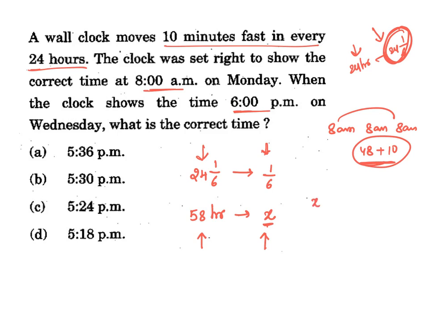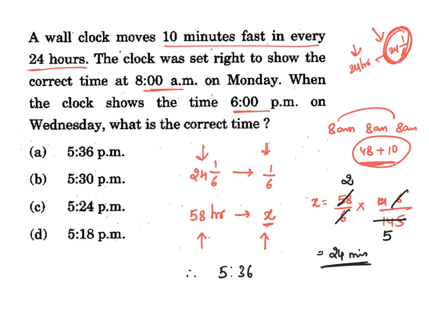So cross multiply, x is equal to 58 by 6 into 145 by, this is going to come down. So it is 6 by 145. Cancel it. If you cancel, 6 and 6 get cancelled. 27, 29 2s are, 29 5s are. 2 by 5th of an hour is 24 minutes. So it is 24 minutes fast, which means the actual time is 5:36 p.m.